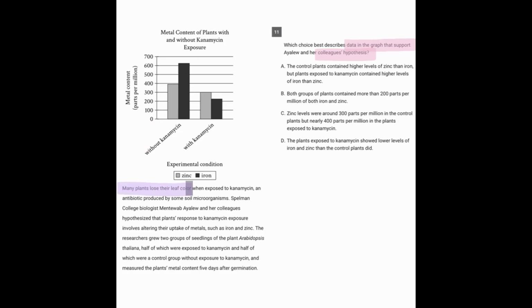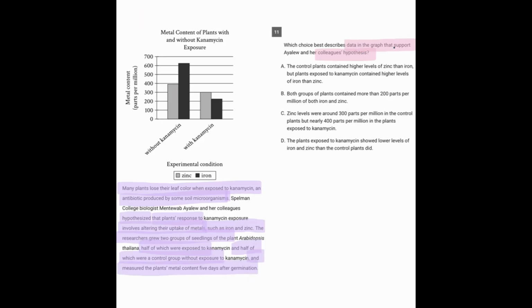Many plants lose their leaf color when exposed to this antibiotic produced by microorganisms. These researchers hypothesized that plants' response to exposure to this chemical involves altering their uptake of metals such as iron and zinc. The researchers grew two groups of seedlings of a certain plant, half of which were exposed to the chemical and half of which were a control group without exposure to it. And they measured the plant's metal content 5 days after germination.